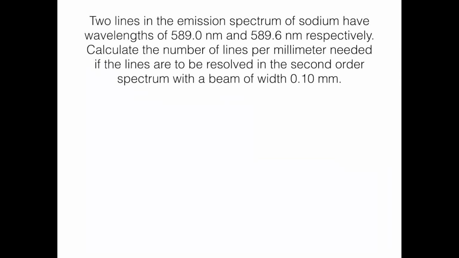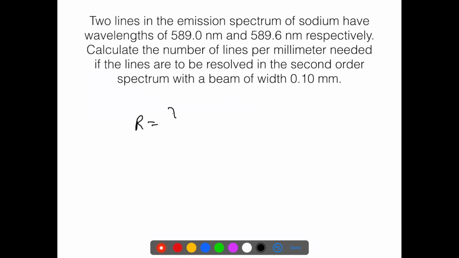Two lines in the emission spectrum of sodium have wavelengths of 589 nanometers and 589.6 nanometers respectively. Calculate the number of lines per millimeter needed if the lines are to be resolved in the second order spectrum with a beam of width 0.10 millimeters. All right. So again, we'll use the same equation that we used in the past one. We just have a slightly different scenario here. So we'll go R equals the average wavelength over the change in the wavelength, which equals m times N.